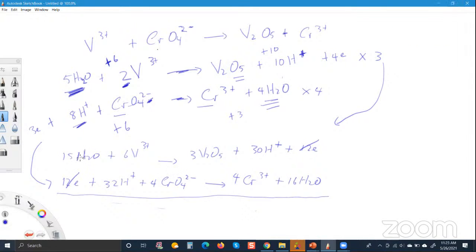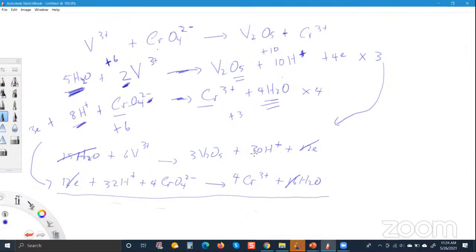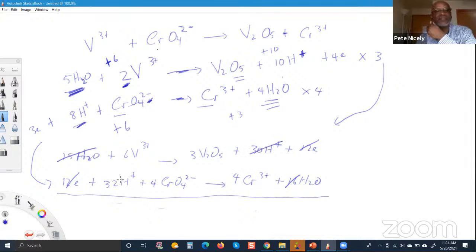This is 15 water here. Anything else will cancel out? Can you get rid of the 15 electrons or water? Right, the 15 water molecules here will cancel out 15 of those, leaving behind 1 on the right side. Anything else will cancel out? The 30 hydrogen ions. Right, the 30 hydrogen ions here will cancel out 30 of these, leaving behind 2, all right?